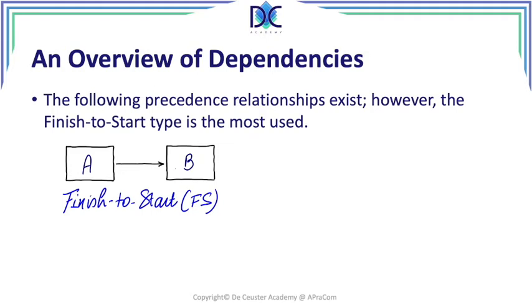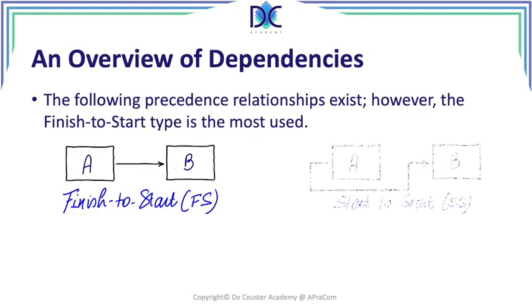These are easy to define in the activity on node methods. They're more difficult to define on the activity on arrow. So this is also one of the advantages of the activity on node methods.